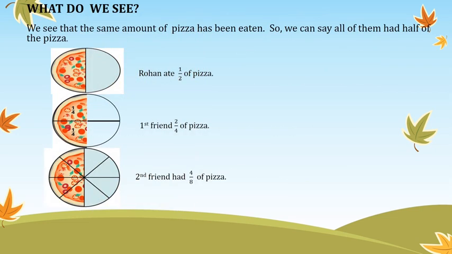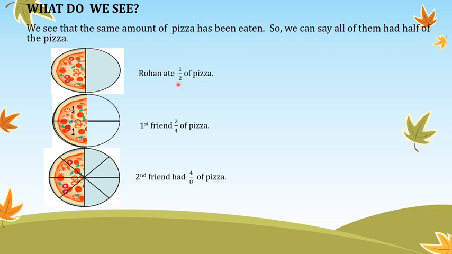What do we see? What did we observe? We see that the same amount of pizza has been eaten. How? So we can say all of them had half of the pizza. How can we say that? Can you observe the picture? The pizza has been placed in this order, the way they have eaten or they have divided the pizza.